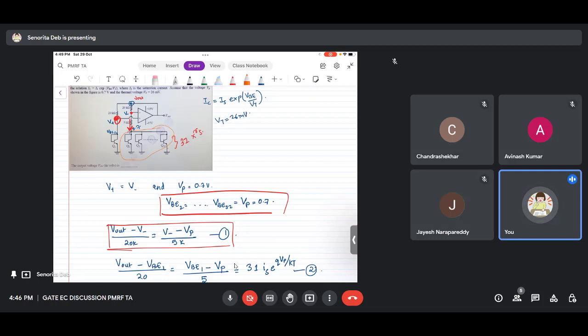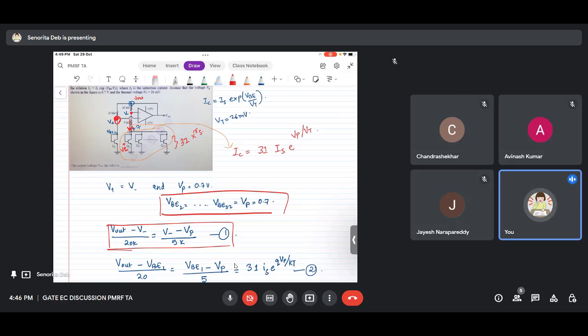What is the current that is coming? This current, what is it? IC is 31 times IS e to the power VBE by VT, which is nothing but VP by VT. Now if you put in the value, you will be able to.